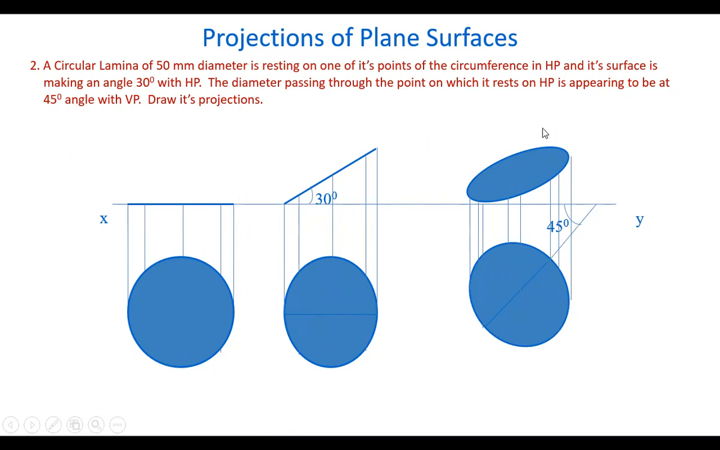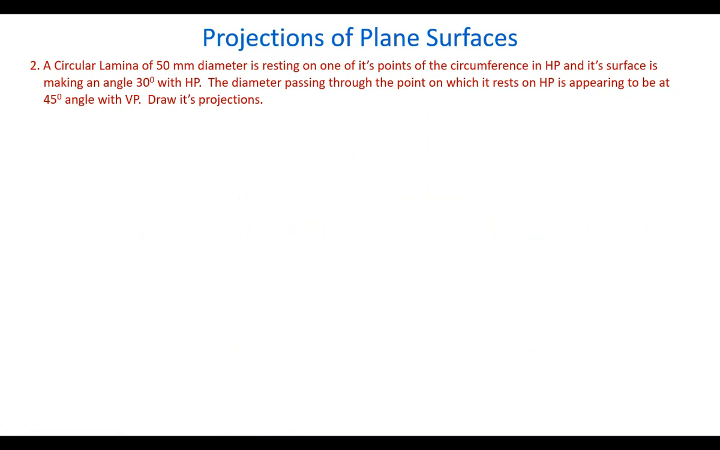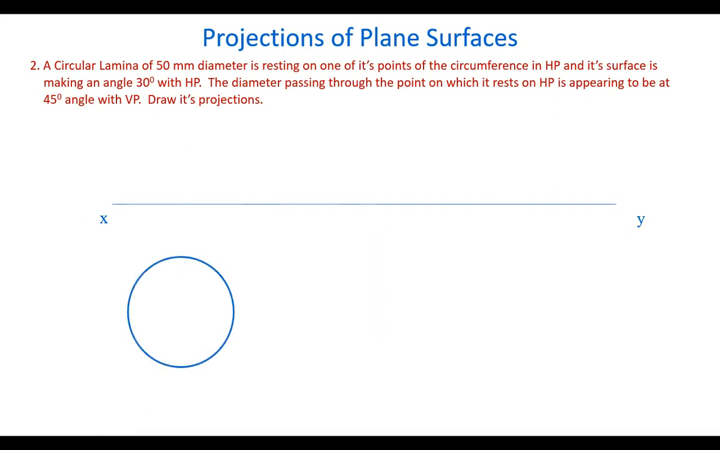And in that position, the final projections of the plane surface is like this. The plane appears like this in the front view and top view. Now let's draw the projections. Draw a reference line here, draw a circle in the top view such that we can make the surface inclination with the HP. We should take the plane in the horizontal plane because one of its points of the circumference is in HP. Now show the dimensioning.